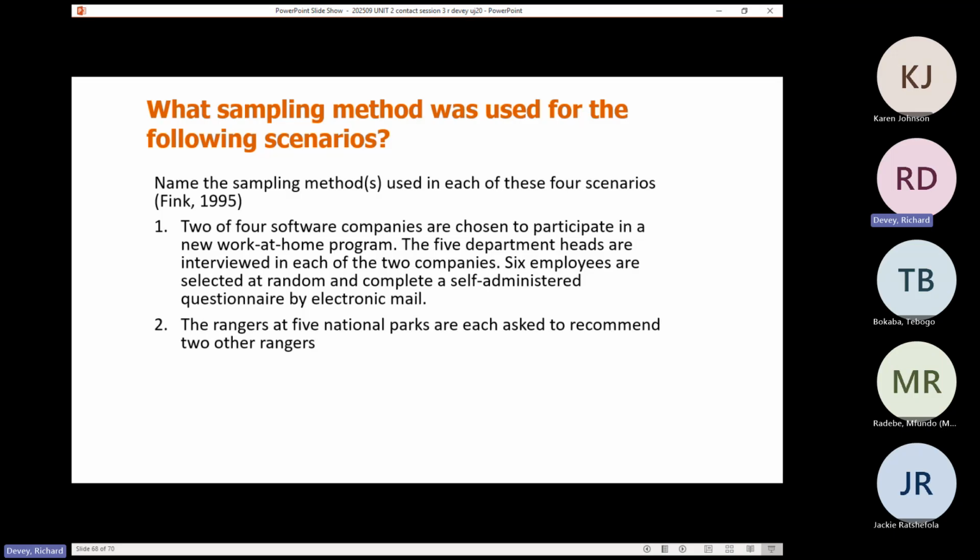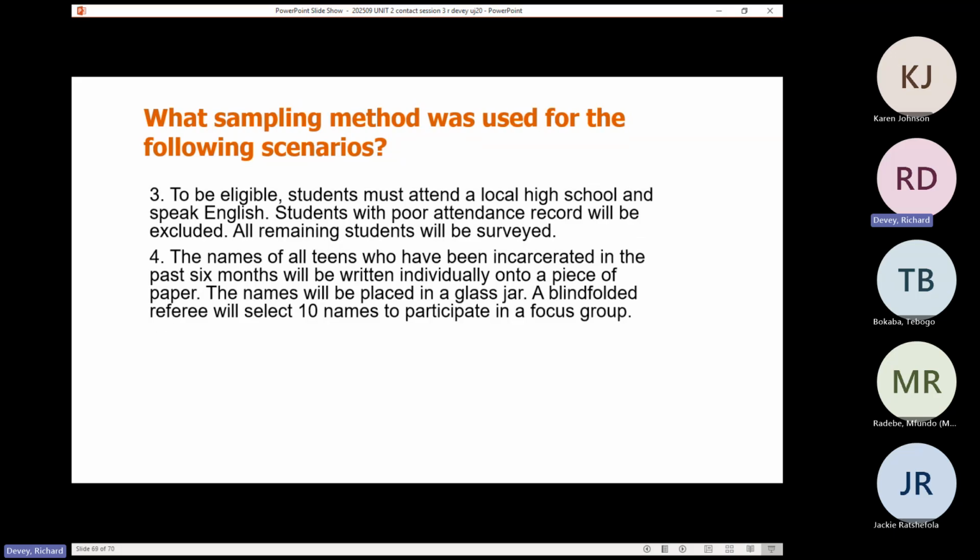Okay, the next one: 2 rangers at 5 national parks are each asked to recommend 2 other rangers for the study. What kind of sampling is that? Snowball. Snowball sampling. Good. Yes, it's an easy one. Okay, this one is going to catch you, I hope.